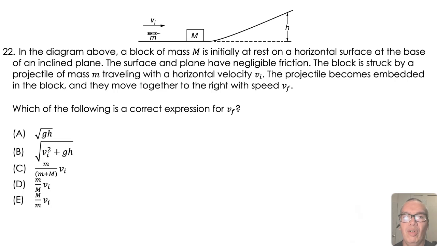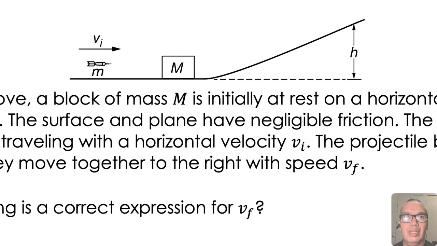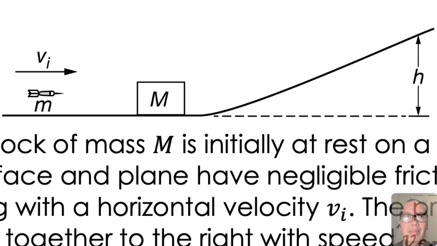In the diagram above, a block of mass capital M is initially at rest on a horizontal surface at the base of an inclined plane. The surface and plane have negligible friction. The block is struck by a projectile of mass m traveling with a horizontal velocity vi. The projectile becomes embedded in the block, and they move together to the right with a speed vf.